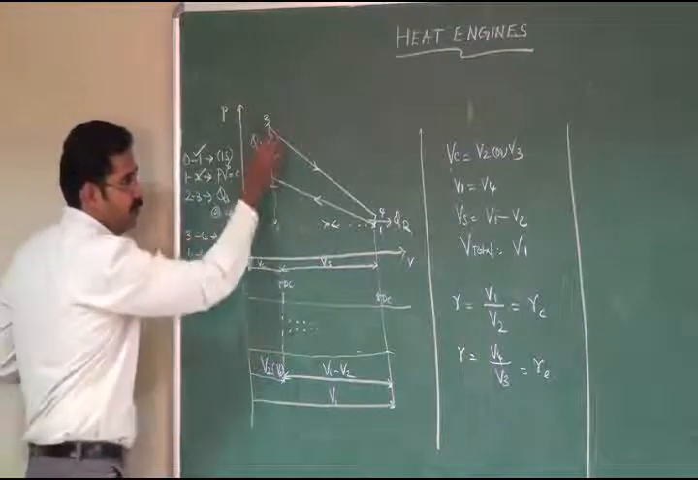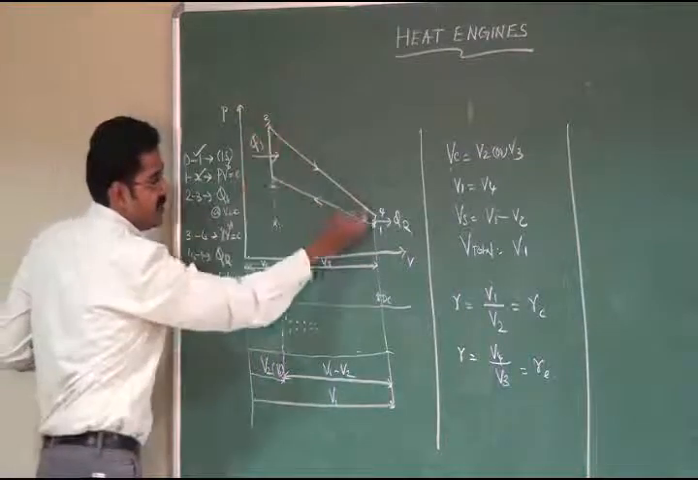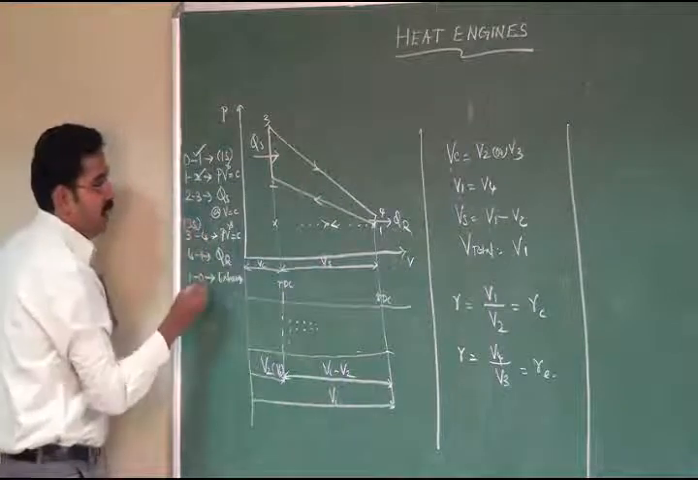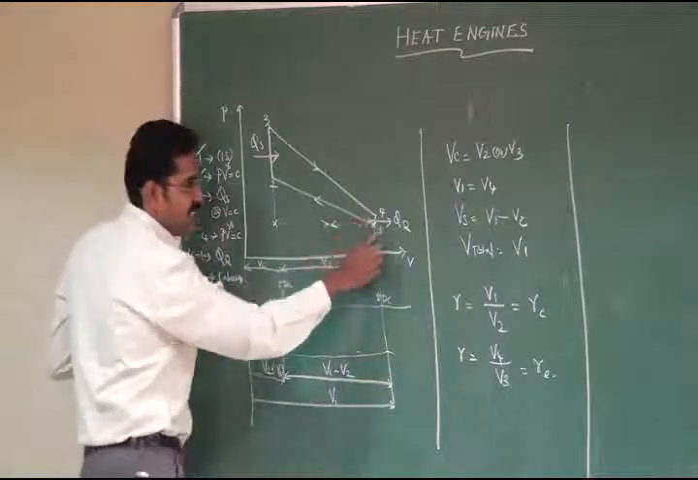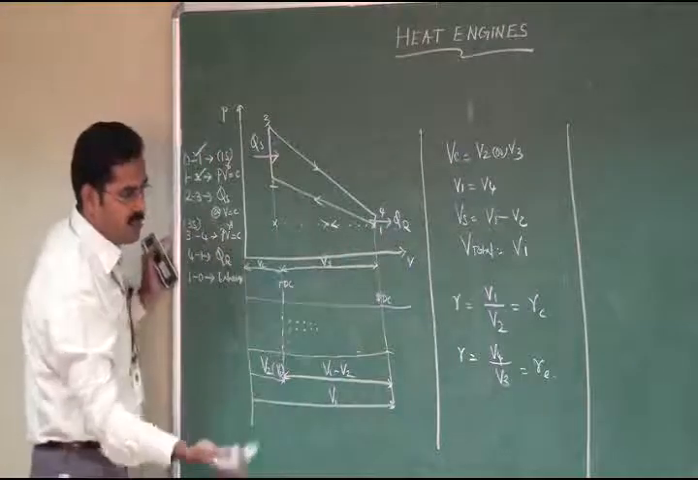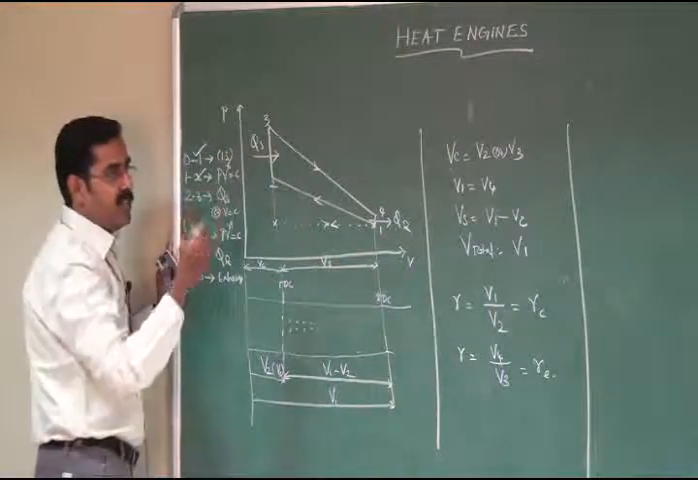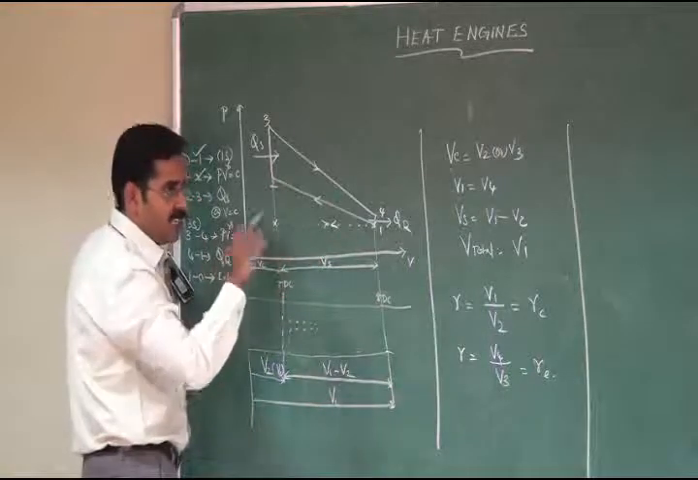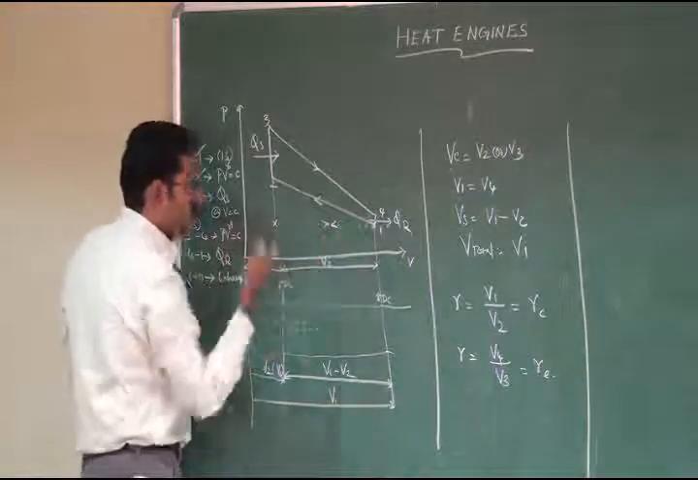And 3 to 4 is here. Process 3 to 4 is a reversible adiabatic expansion process, that is the third stroke. And 4 to 1 is a heat rejection process. When the piston is moving from bottom dead center to top dead center, the exhaust gases are expelled to the atmosphere by opening the exhaust valve. That is called 4 to 1.